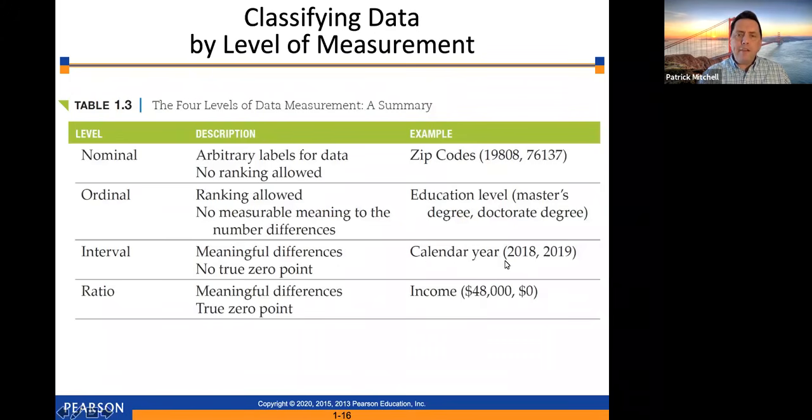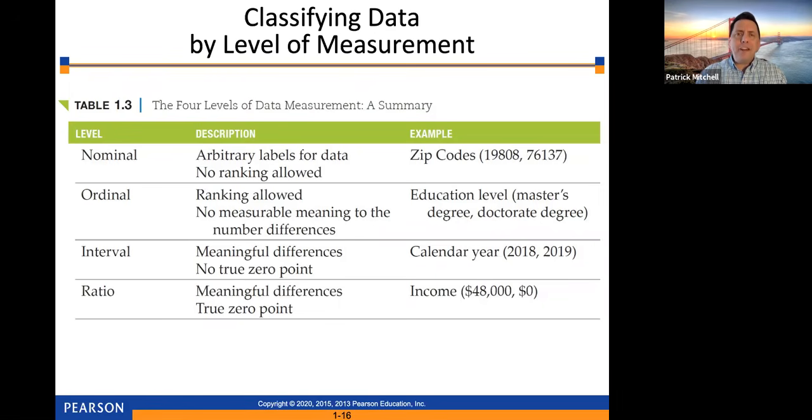So the example they give for interval level is the calendar year, like 2018 or 2019. And actually, there was no year 0. Did you know that? There was the year 1 BCE, before the Common Era, and then the next year would have been the year 1 CE, Common Era. No year 0. However, what's even more important is it wouldn't make any sense to talk about the year 2000 being twice the year 1000. That just doesn't make any sense.